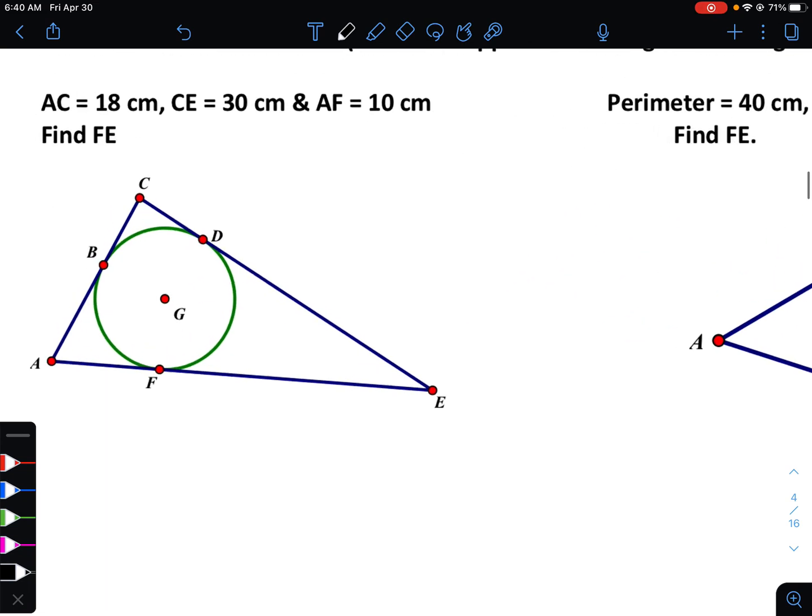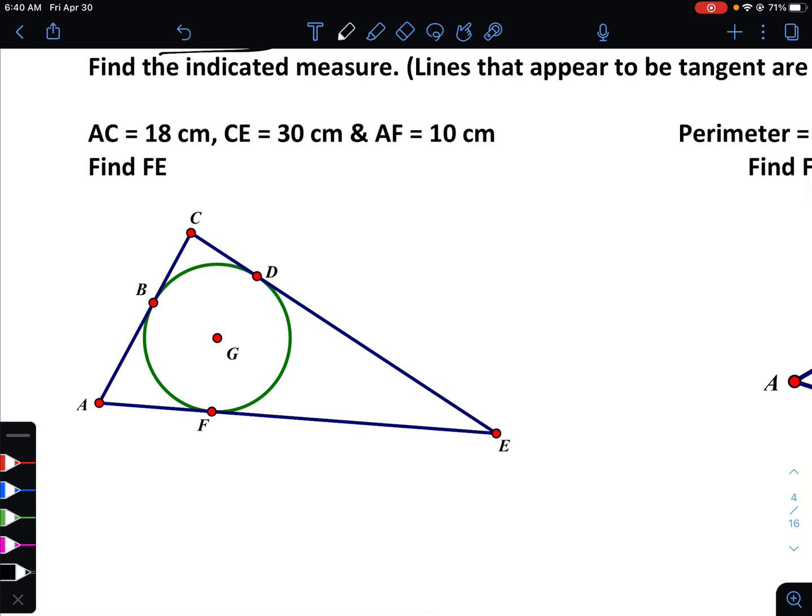Let's fill in everything that we know. So we know that AC is equal to 18. So again, that would be the distance from A to C. So that entire length is 18. It tells us that C to E is 30 and that A to F is 10.